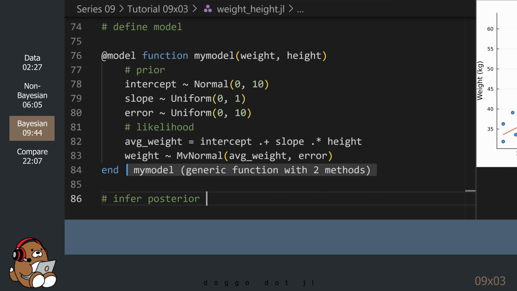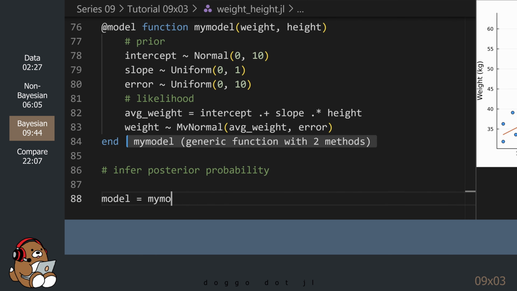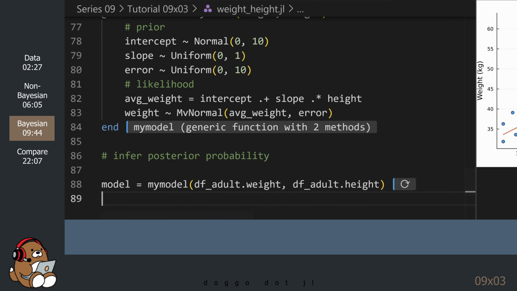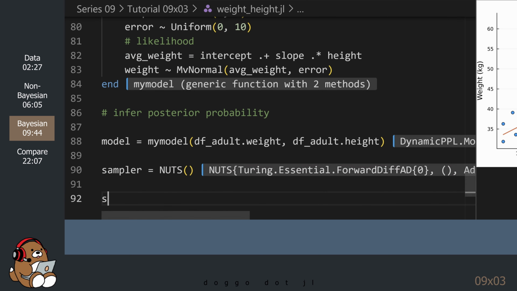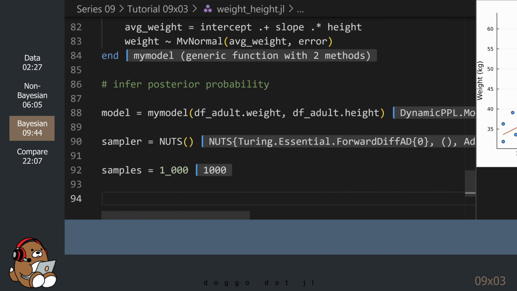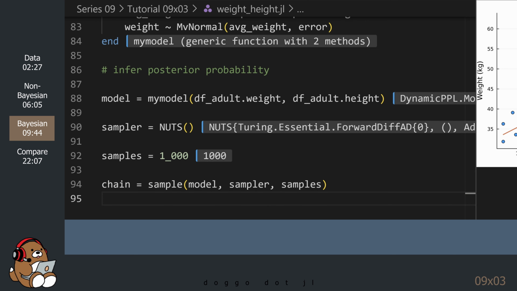Okay, now that we've defined the prior and the likelihood, let's infer the posterior probability. This inference step is essentially the same as the globe tossing experiment from the first episode. We're going to use the No U-Turn Sampler again, and we're going to draw 1,000 samples from our model.